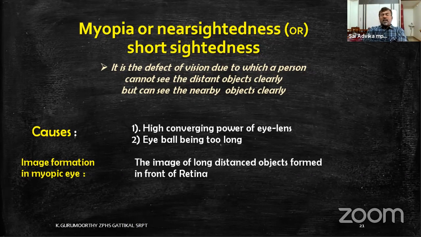the image of a long distanced object is formed in front of the retina. Instead of projecting on the retina, the image is formed some millimeters in front of the retina. Then the vision becomes blurred. The person suffering from myopia cannot see the distant objects clearly, but he can see the objects which are kept at nearby distances. In this case, the image from a long distance object is formed right in front of the retina.